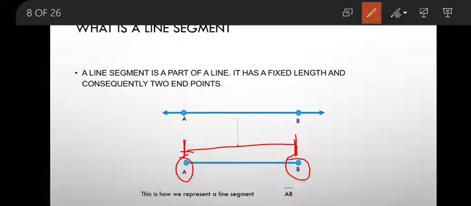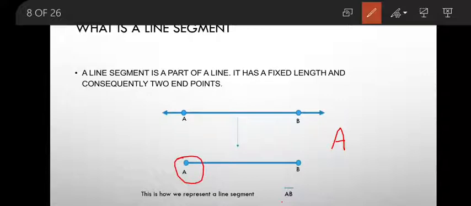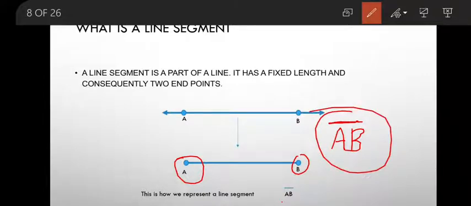Okay, how to represent a line segment? First write the first point A, then the second B, and then put a straight single segment over this. Don't put an arrow on any side. Okay, this is how we represent a line segment.